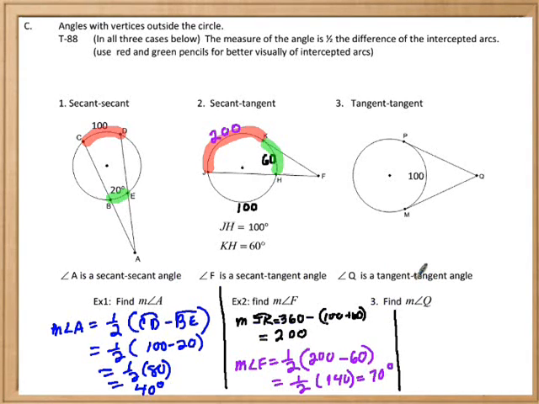Finally, in example 3, we have tangent, tangent. PQ and MQ are the tangent lines. My intercepting arcs look like this. I have PM, and this is what's kind of interesting: the intercepting arc that we're subtracting is actually just the opposite arc. We don't have the red arc value, but we can find it by using 360. 360 minus 100 would give us 260. So now we're ready to find the measure of angle Q.